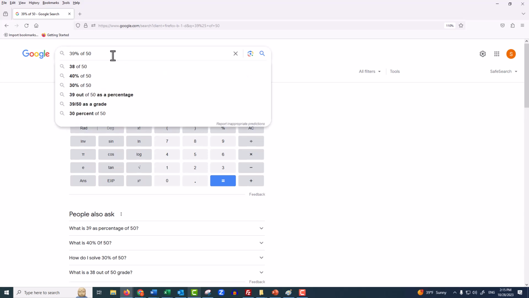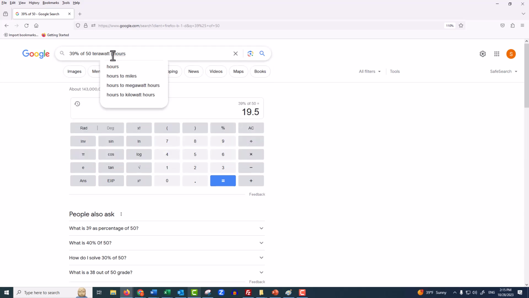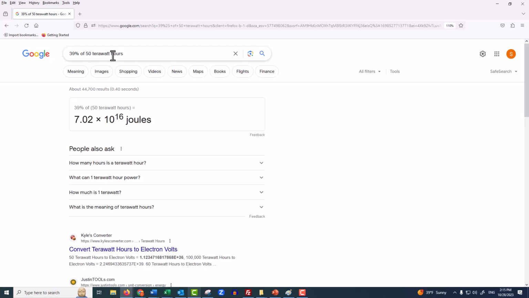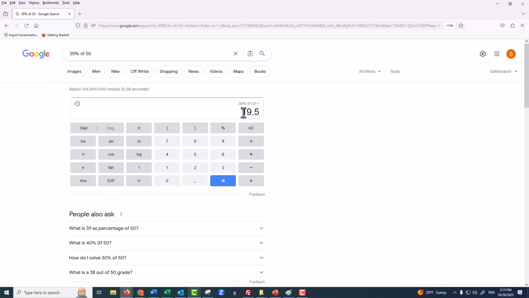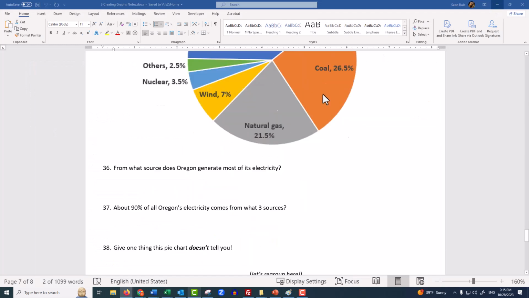I wonder if we can actually put this in. Will it be able to deal with this? Let's try. Nope. See, this is the kind of thing Google doesn't do well. I warned you about this. Google does certain conversions great, and sometimes it gets confused. So this time I'm asking it to do 39% of 50 terawatt hours, and it changes it to joules, which is the metric measure for energy. So ignore it. Just do 39% of 50, and then realize that 19.5 has the unit terawatt hours at the end of it. I love it when you break Google.